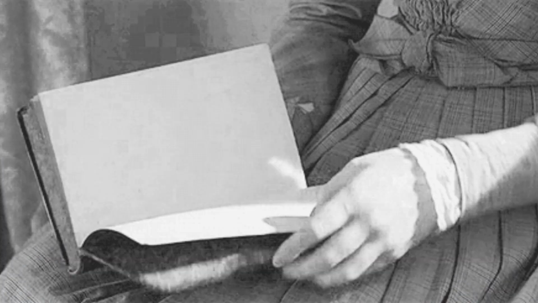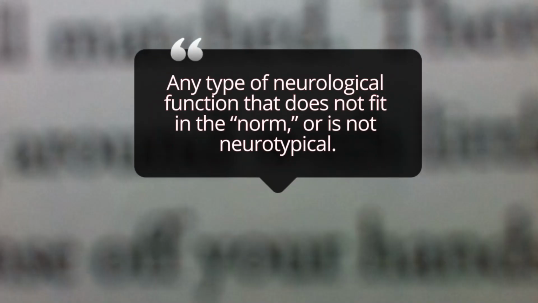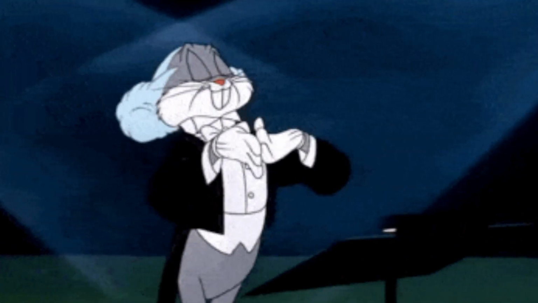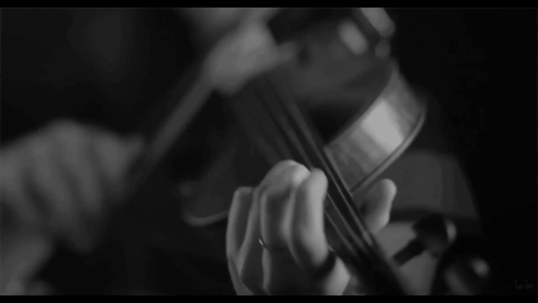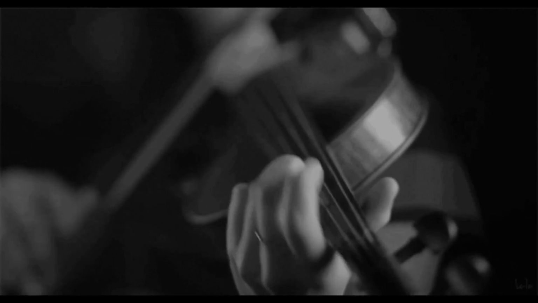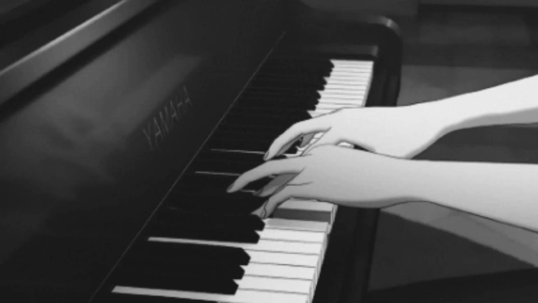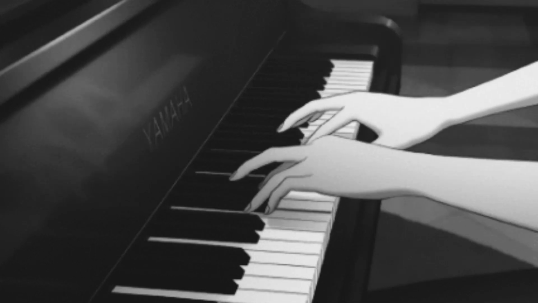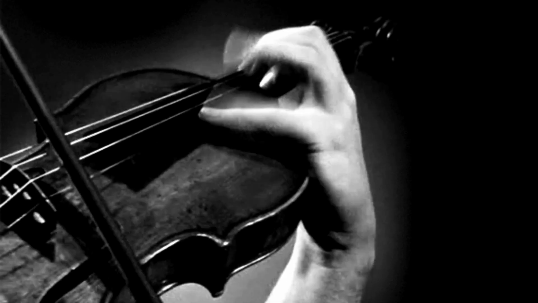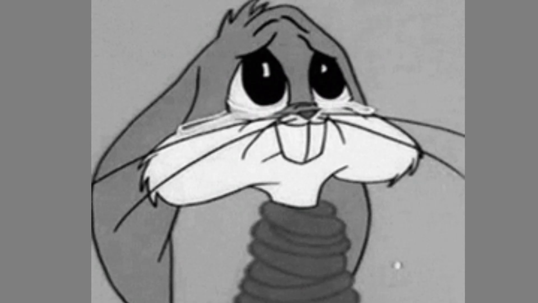A simple definition is any type of neurological function that does not fit in the norm or is not neurotypical. To compare the way we comprehend information, we can liken brain processes to an orchestra creating a piece of music. The firing signals are the musicians playing their instruments as they read the music. Different groups of instruments, much like neurons, play their instruments together to create complex melodies that create a reaction of emotion and feeling.